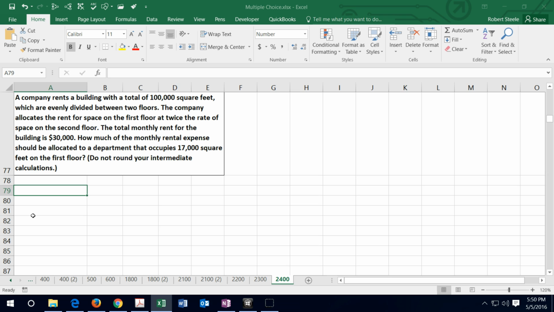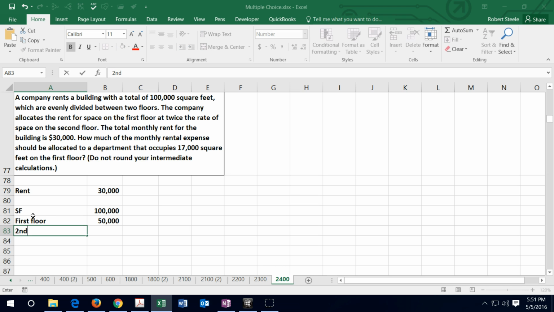A couple different ways we can think through this, but we know that the total rent is $30,000, so let's just put that down at this point. And we know that the square feet are 100,000. So that's the square feet. And what I'm going to basically say is the square footage we would think would be even. So we would think that the first floor would have 50,000 of that 100,000 square feet, and the second floor would have the other 50,000.